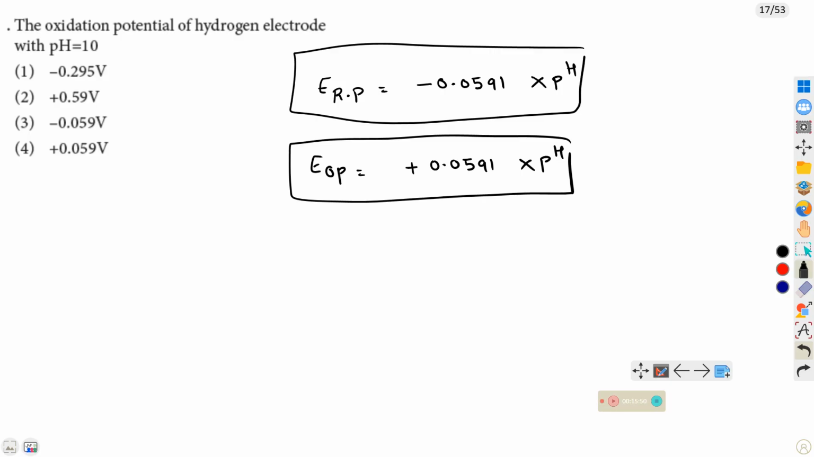Oxidation potential of hydrogen electrode with pH equal to 10. The relation between oxidation potential and pH is E oxidation potential is equal to 0.0591 into pH. So 0.0591 into the given pH, 10. Simplify, then you will get 0.591 volts. Second option.